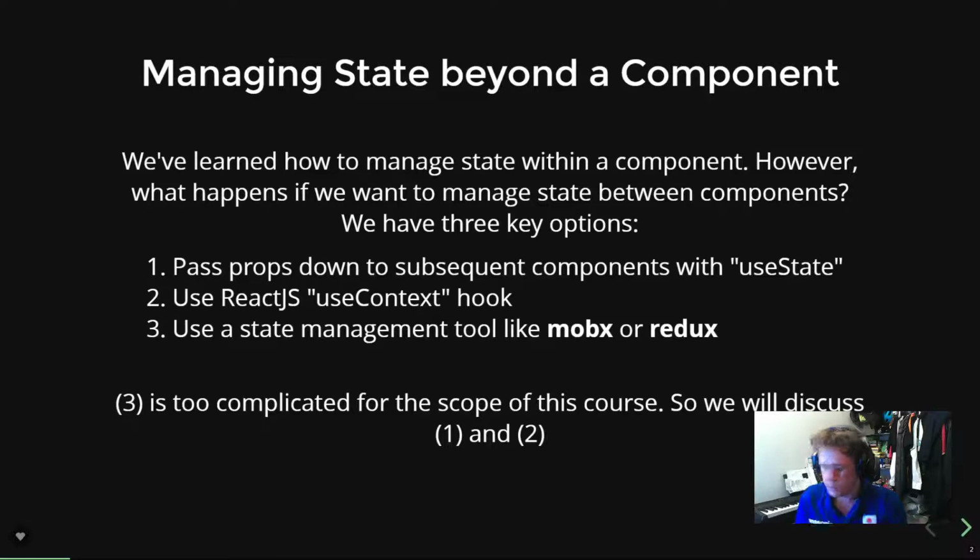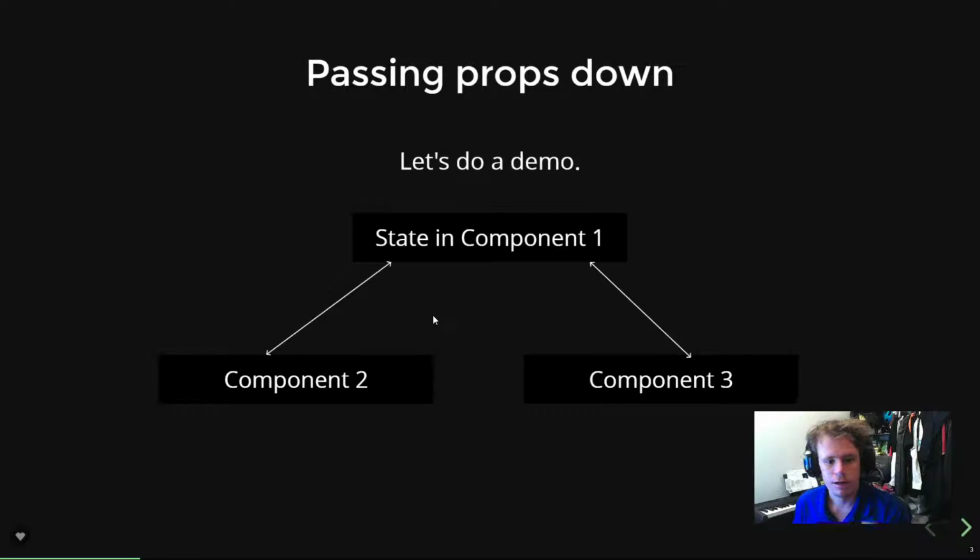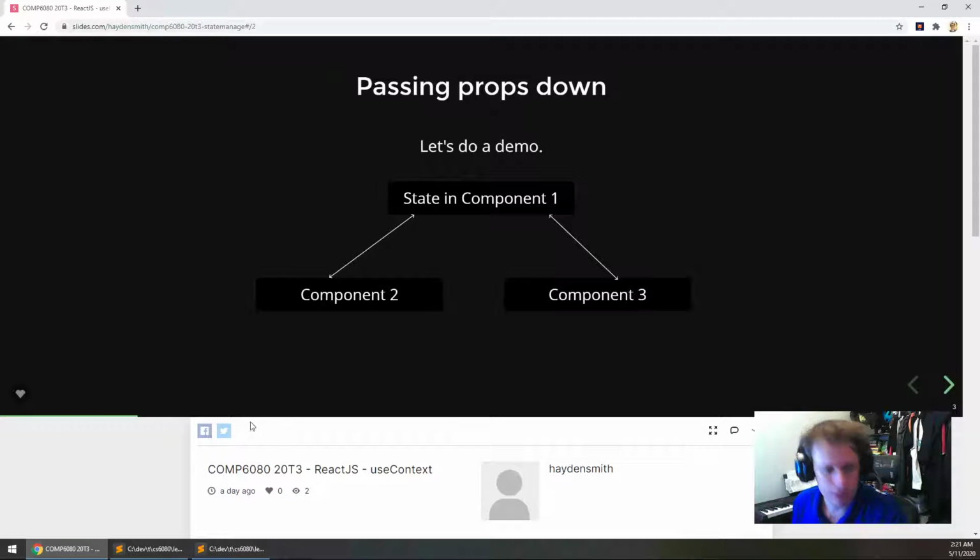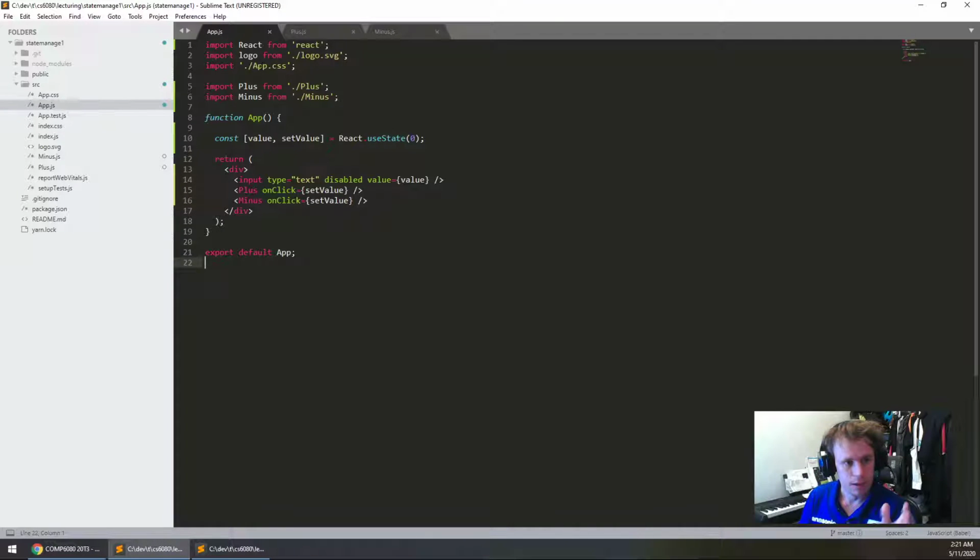So let's have a look at number one first. Number one is passing props down to manage state. The way this works is you have a component, it has a state, and then you pass those state properties or the set state functions down through the chain. And I've made an example here to show you. It's very simple.